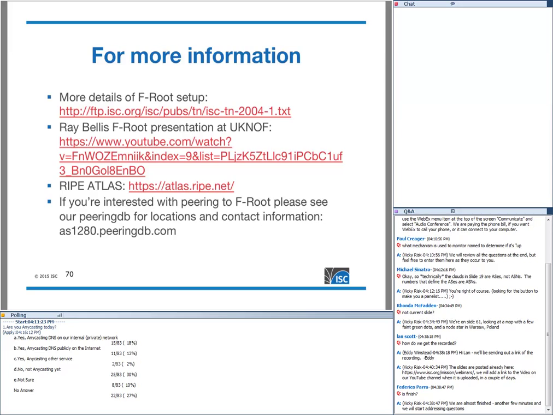And finally, if you're interested in peering with FROOT, check out our PeeringDB page, as12a.peeringdb.com. Like I said earlier, these are typically deployed at internet exchange points. So you can, at that page, check out where we're deployed and see if we have any internet exchange points in common. And if so, that page also has contact information for our peering team. So feel free to drop us a note and request peering sessions.